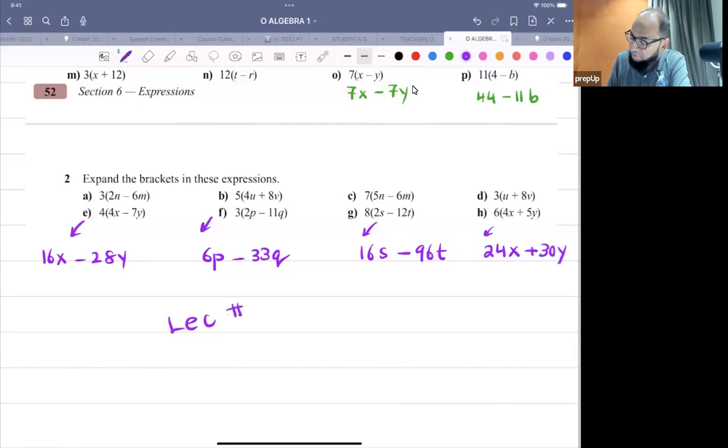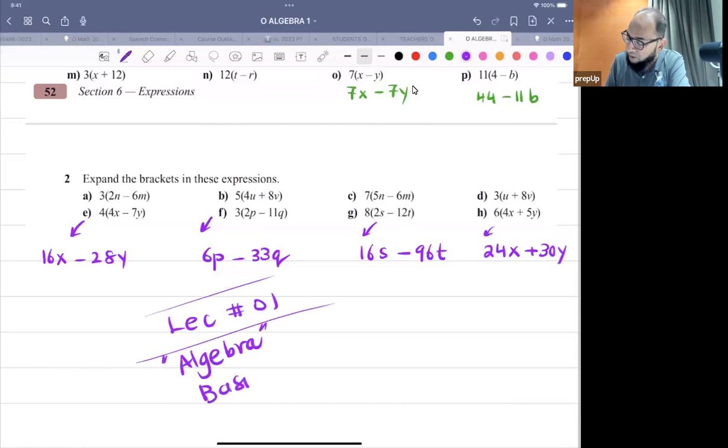Since some people have a class at 7, I'll just stop over here. So that is algebra, the first lecture, the very basics of algebra, about terms and variables and adding and subtracting and multiplication and things like that. Just a quick overview to get you started with algebra.